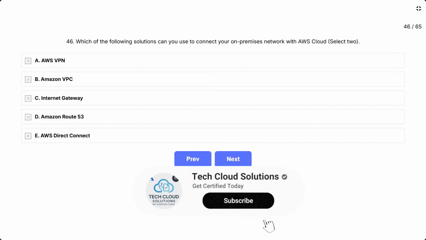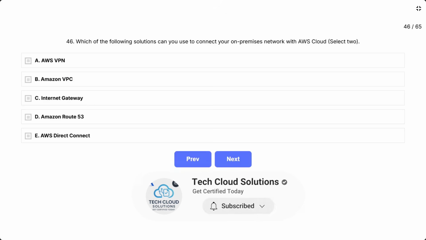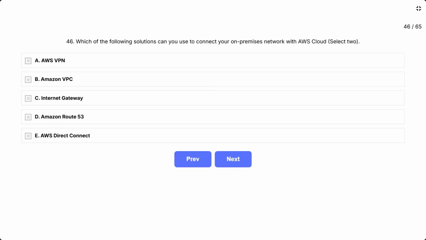Question 46. Which of the following solutions can you use to connect your on-premises network with AWS Cloud? Select 2. A. AWS VPN. B. Amazon VPC. C. Internet Gateway. D. Amazon Route 53. E. AWS Direct Connect. This question asks which services create a network connection between your on-premises data center and AWS Cloud. Think, which options build a secure bridge between my office data center and AWS?